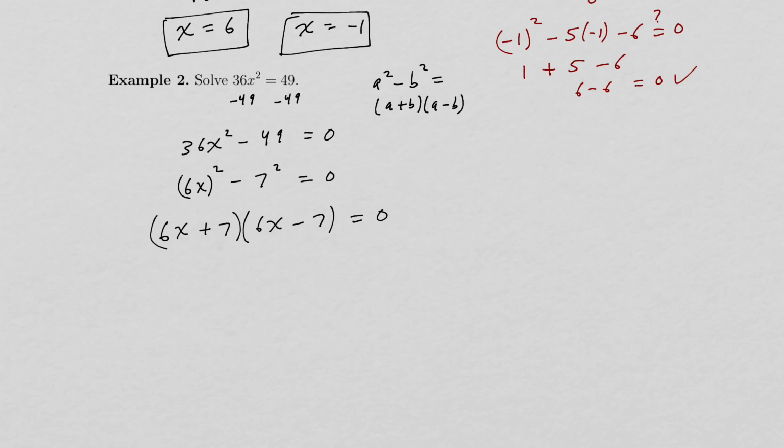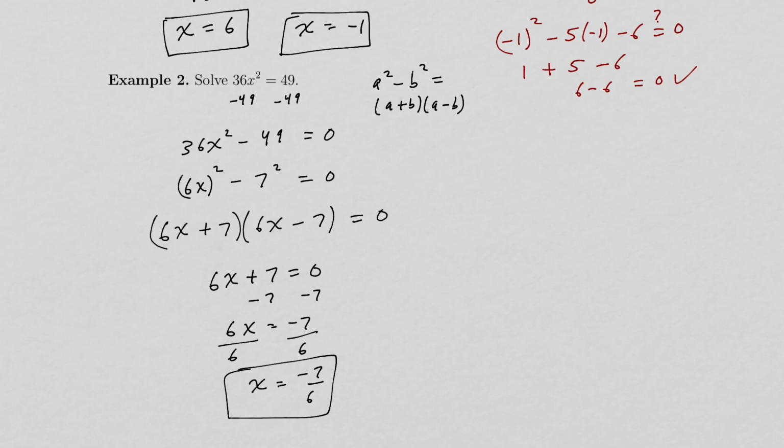So to solve it for x, I set each of these factors equal to 0, right? So I have 6x plus 7 equals 0. I'll subtract 7 from both sides. So 6x equals negative 7. And then finally, to get x, I need to divide by positive 6. So x equals negative 7 sixths.